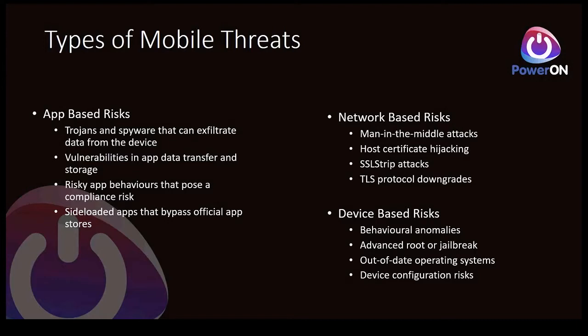Also, we have network-based risks. So when we talk about this, we're talking about a man-in-the-middle attack. So someone sitting in the middle between you and an endpoint and listening to that traffic. And obviously the types of network risks that we have available. And then, as most people know, device-based risks. So jailbroken devices is something that we see quite a lot. So they're the three main types of mobile threats that exist on mobile devices such as Android and iOS.